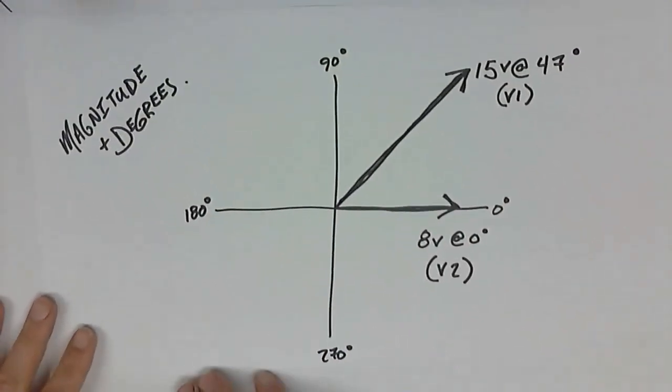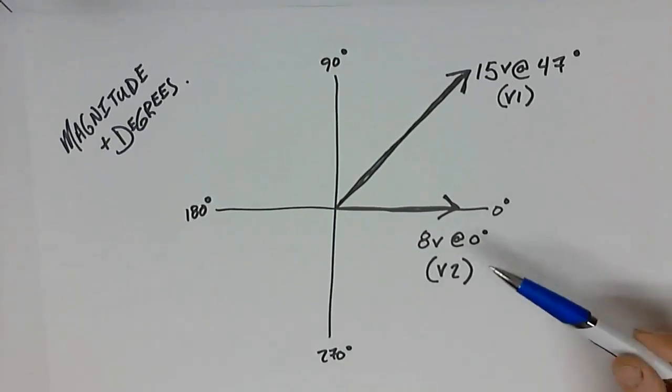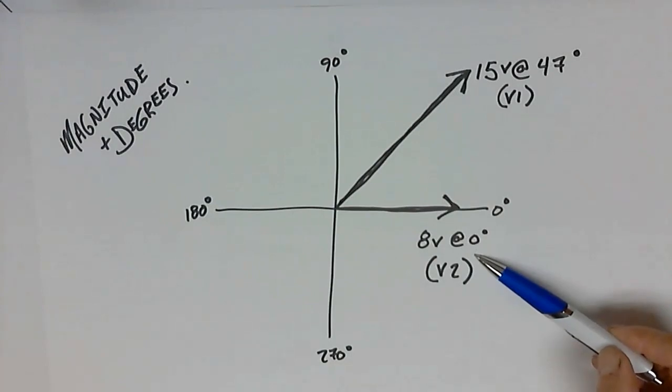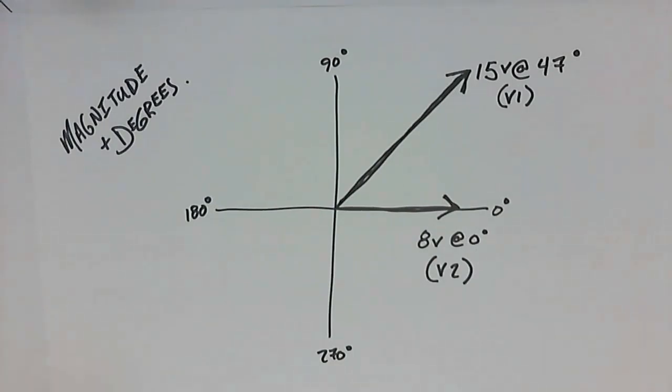All right, well, let's get into some calculating. That's what we're here for. Everyone's on the edge of their seat. Magnitude and degrees. There are two phasors. Looks like we've got an 8 volt at 0 degrees and 15 volt at 47 degrees. And what we're going to do is add these two items together.